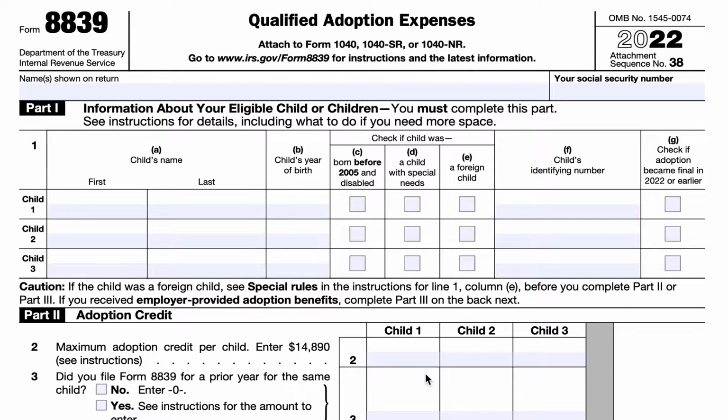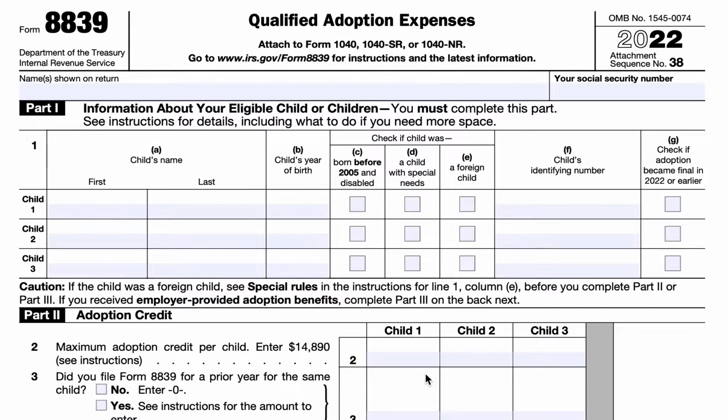So in column A, you'll list the child's first and last name. In column B, you'll list the child's year of birth. For column C, you check if the child was born before 2005 and is disabled. The IRS defines a disabled individual as one who is physically or mentally unable to care for himself or herself, and a disabled individual is considered to be an eligible child regardless of age at the time of adoption.